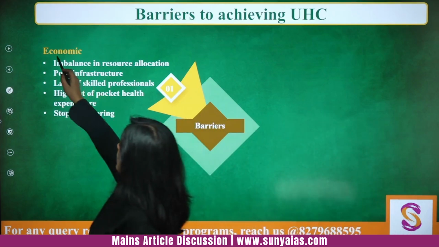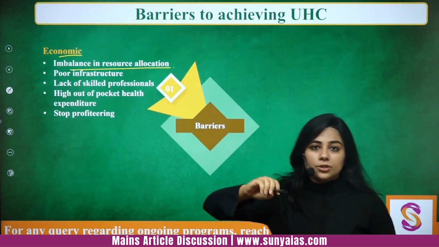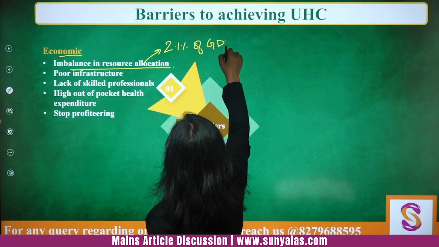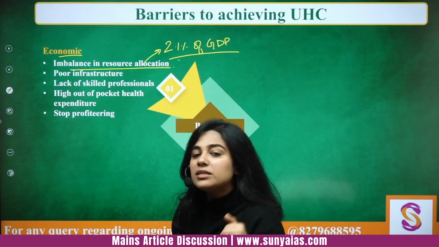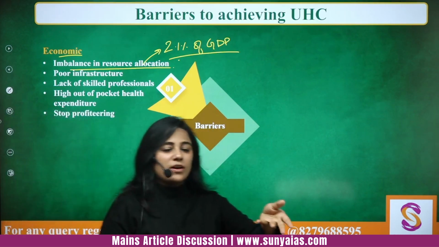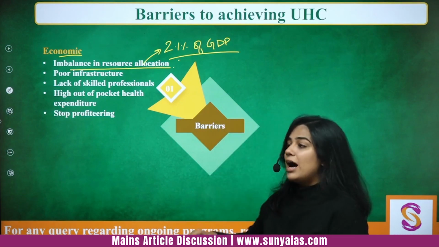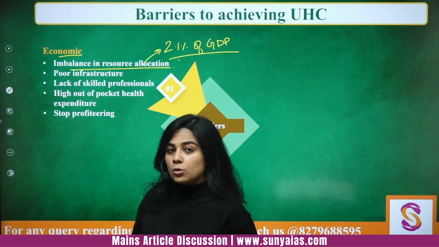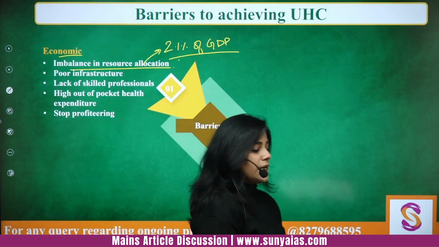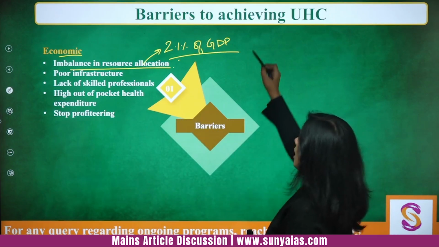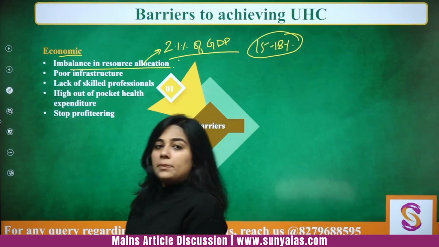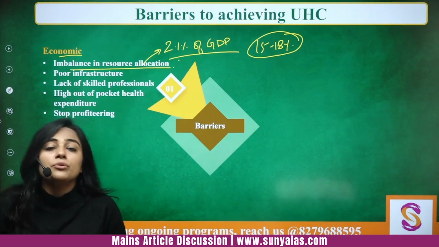So economically, there is imbalance in resource allocation. Very recently, we have been able to achieve 2.1% of our GDP into health. Right now, we are spending 2.1% of our GDP on health. Otherwise, we were hardly spending 1.5, 1.6% of our GDP. And our goal is also not very lofty. Our goal is just 2.5% and reaching 3%. Developed countries spend about 15 to 18% of their GDP on healthcare. And it is not just curative healthcare.